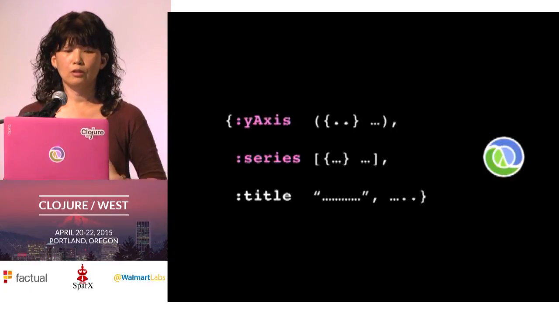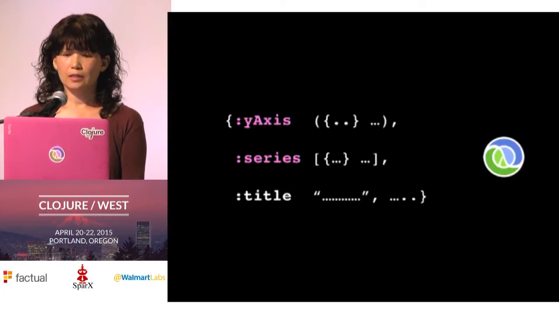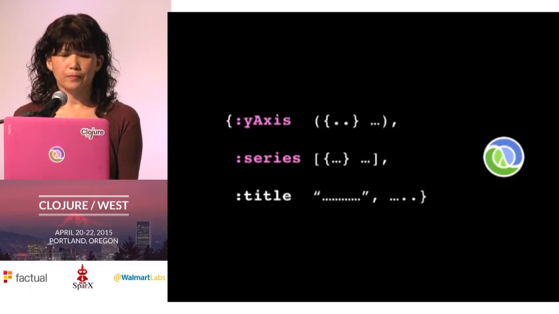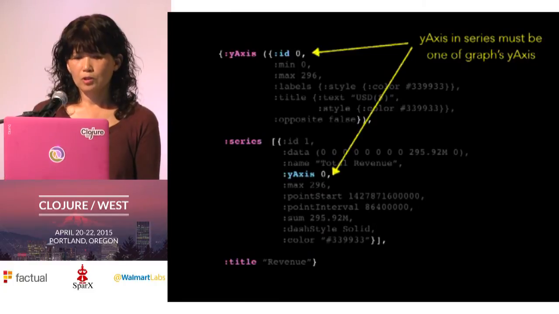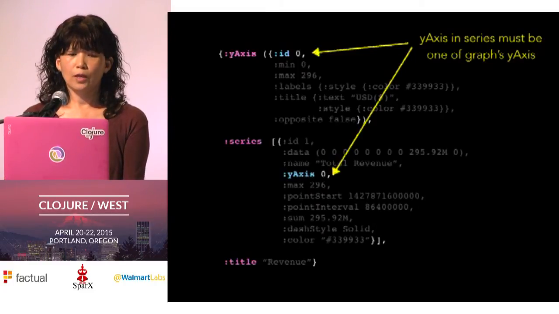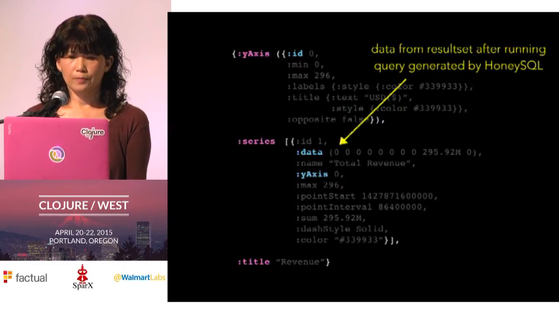So in Clojure, a graph is just a map with y-axis, which is a list of y-axes, and series, which is a vector of lines as maps. You can also add a title to the graph if you would like. But the most important part is that the y-axis in each line in series must exist in one y-axis. And the data that you computed using HoneySQL will be applied to data in each line in series.